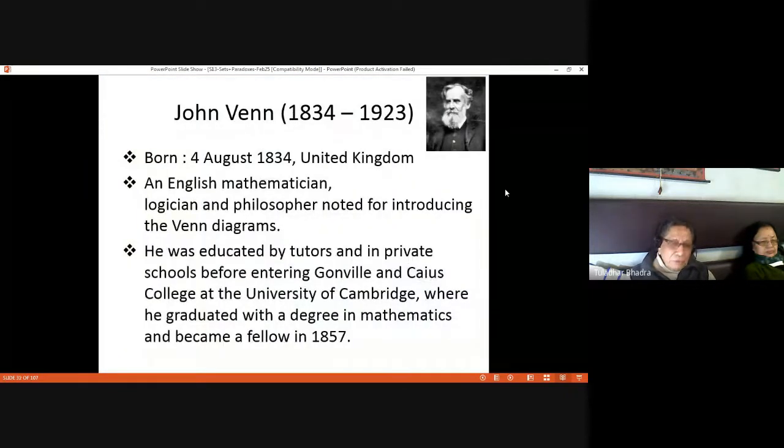Now, when we talk about set theory, the illustration of set theory is given by the Venn diagram. So let's also look at a bit of history of John Venn, 1834-1923. He was born on 4 August 1834 in the UK. He was an English mathematician, logician, and philosopher noted for introducing the Venn diagram. He was educated by tutors and in private schools, entering Gonville and Caius College at the University of Cambridge, where he graduated with a degree in mathematics and became a fellow in 1857.